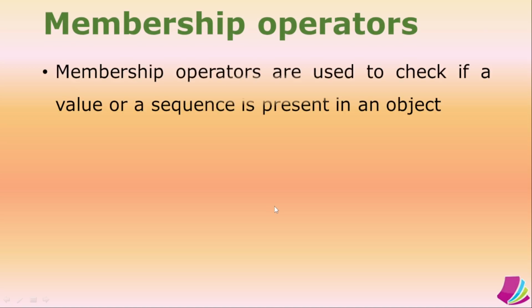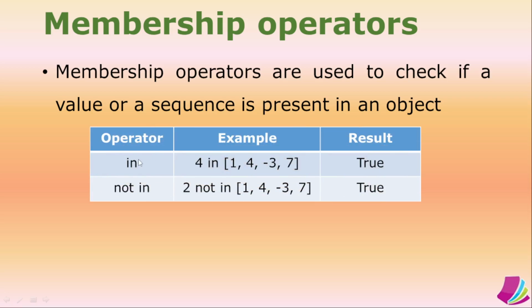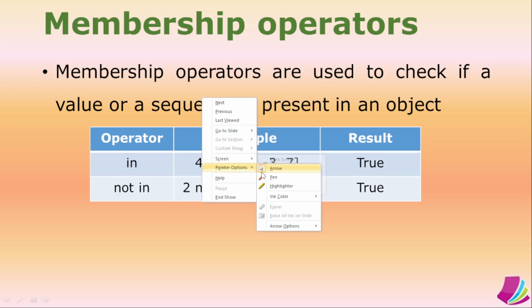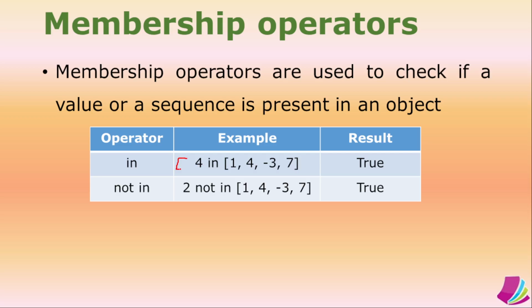And the last set, before that we have some membership operators. Membership operators are used to check if a value or sequence is present in an object. So this will be clear when you see an example. So first operator is in, second operator not in. 4 in 1 4 minus 3 7. So whether this 4 is present in this sequence. So it is there. So you will get true. So you can check a value or a sequence. Suppose I am giving here, instead of 4, I am giving 1 comma 4. This will again return true because 1 comma 4 is present in there.